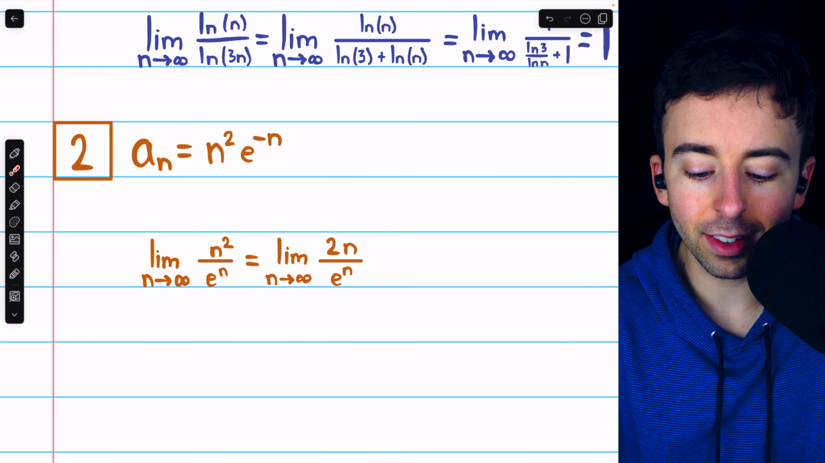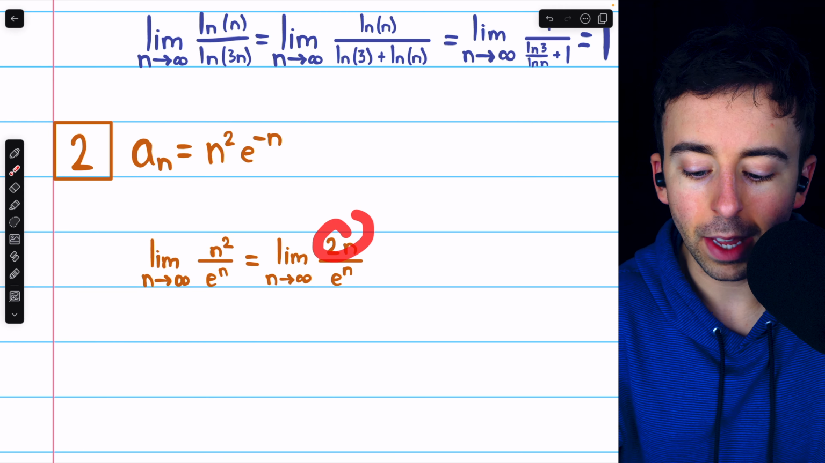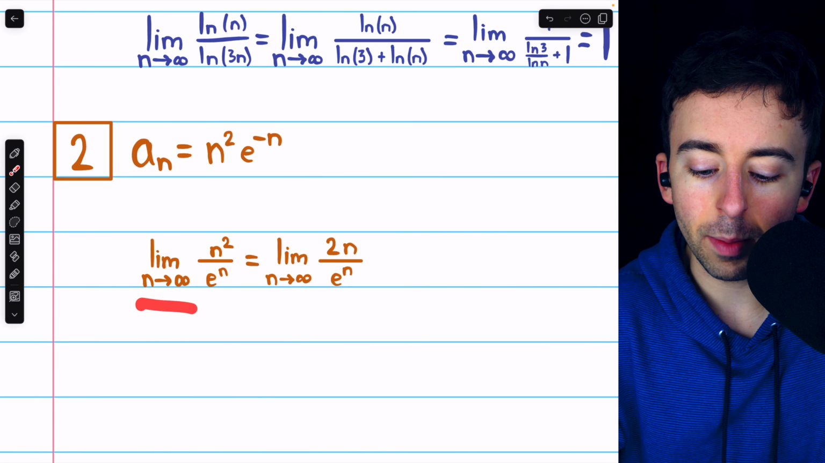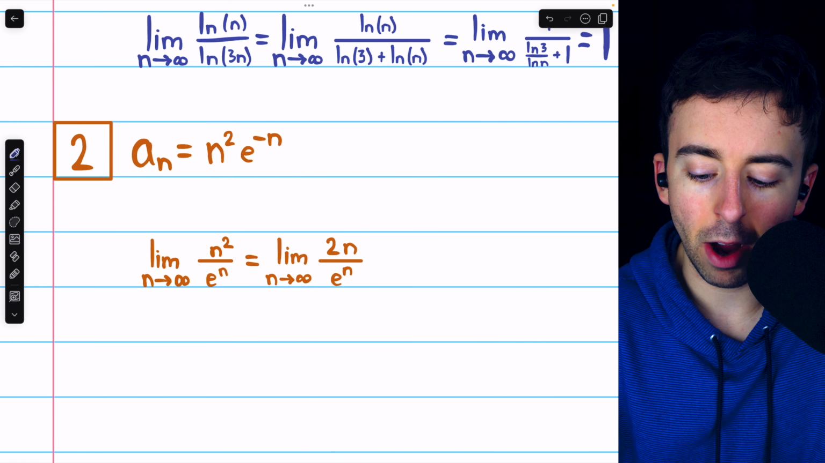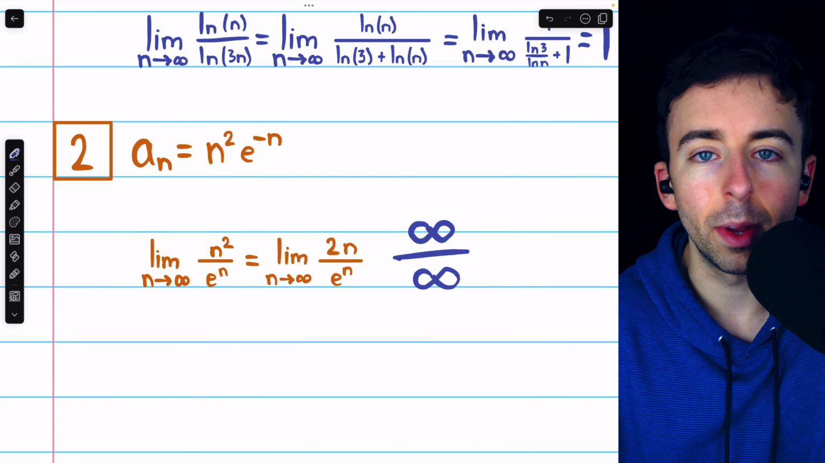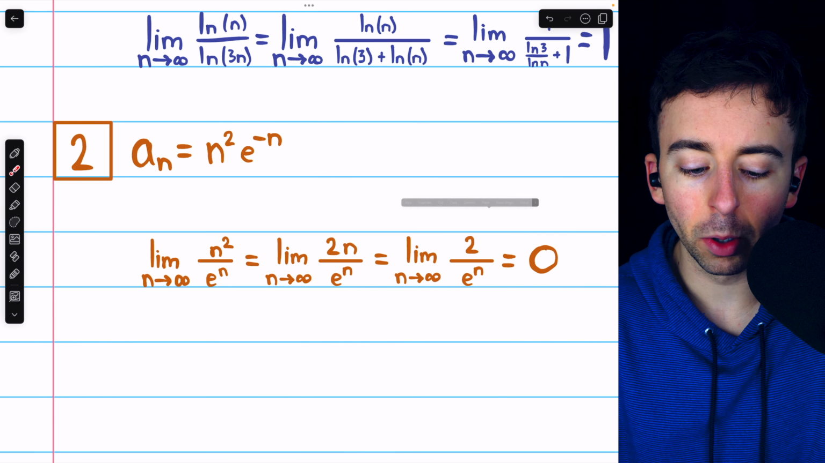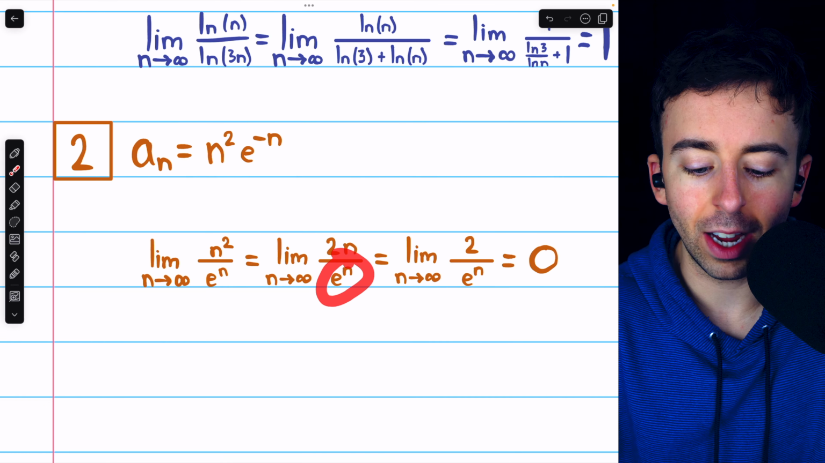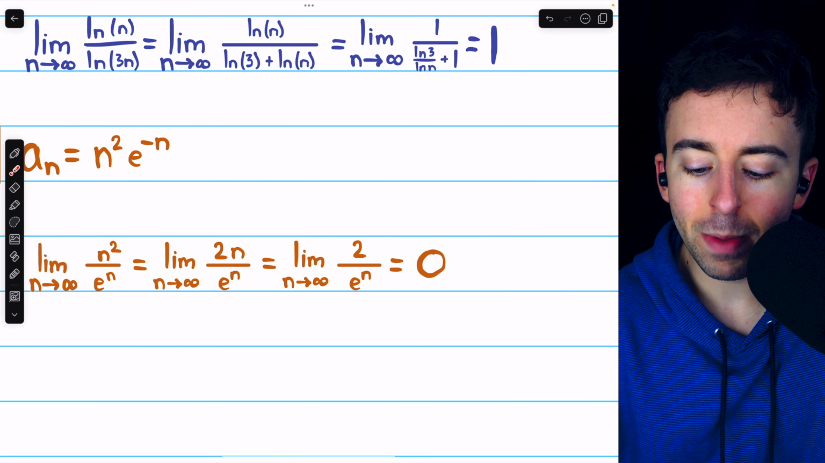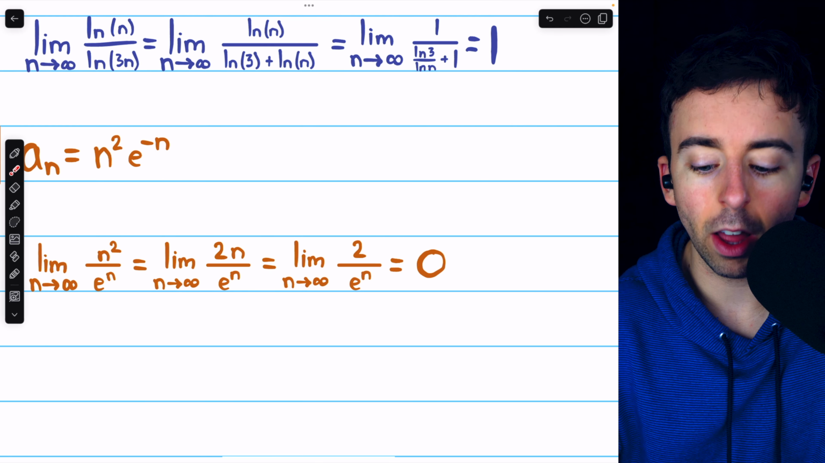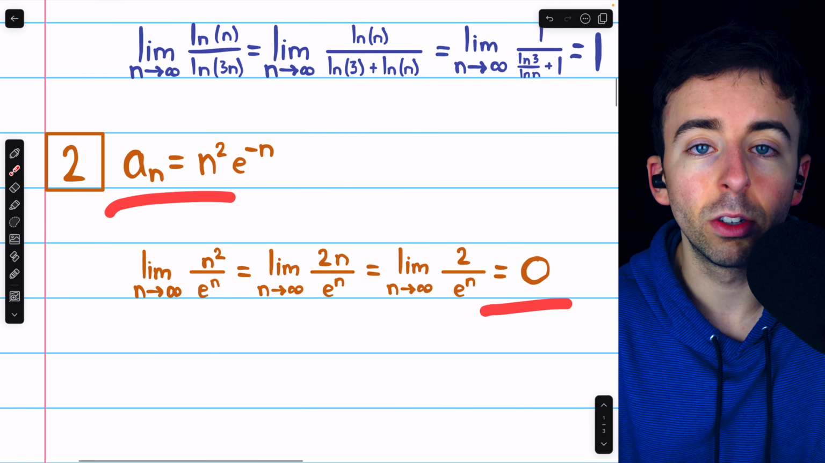limit of a sequence. We can differentiate the numerator and denominator, which will give us 2n and e to the n. So this limit is equal to this one, provided this one exists. But this limit has the same problem. It's still in an indeterminate form. But we can apply L'Hopital's rule again, differentiating the numerator to get 2, and again differentiating the denominator to get e to the n. At this point, it's clear the limit is 0 because the denominator is getting arbitrarily large, while the numerator is a fixed constant. So the sequence converges to 0.